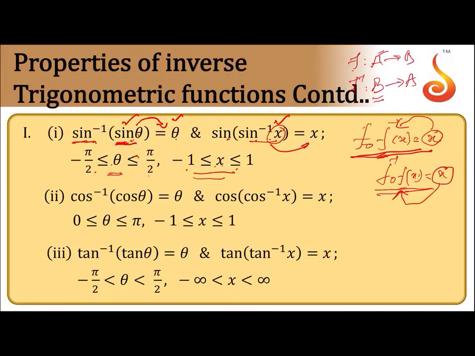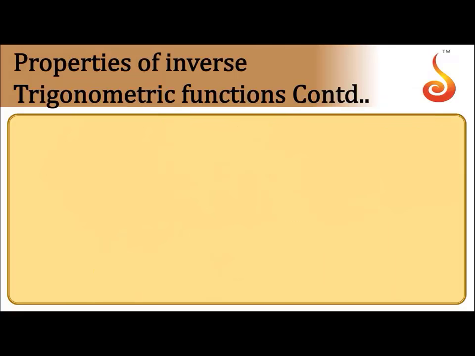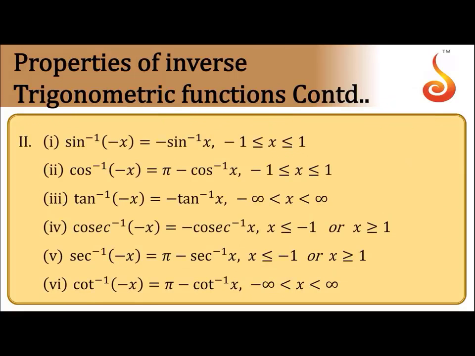Similarly, cos inverse of cos theta is theta, provided theta lies in the bijective domain of cos. And cos of cos inverse x is x, provided x belongs to the domain of cos inverse x. Let's take tan inverse of tan theta is theta. Tan of tan inverse x is x, where x belongs to the domain of tan inverse x. So let's consider now.